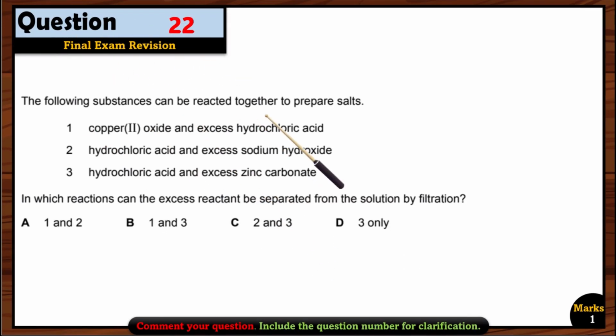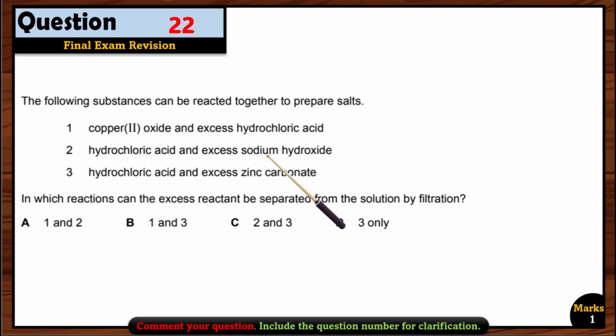The following substances can be reacted together to prepare a salt. First, copper oxide and excess hydrochloric acid; excess sodium hydroxide; hydrochloric acid and excess zinc carbonate. In which reactions can the excess reactant be separated from the solution by filtration? So we can only separate the excess reactant if it is solid in nature, or we can say it is insoluble. So let's see the first one, excess hydrochloric acid. Of course, it's liquid, right? It's aqueous, so we cannot separate it through filtration.